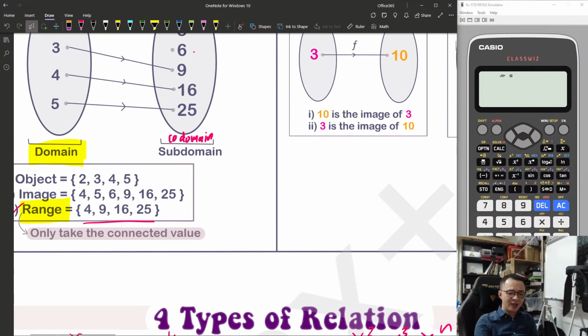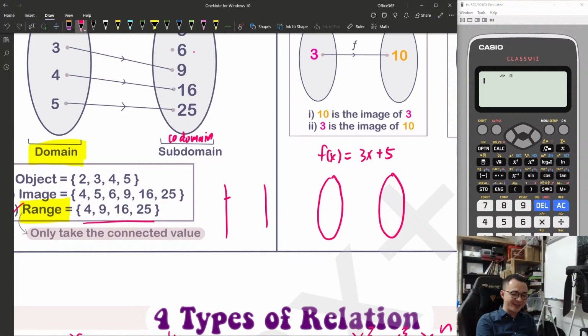For example, I have an equation f(x) equals maybe 3x plus 5. Sometimes they will use lines to represent the mapping. It's the same idea: I write a 3 here and a 3 here, but sometimes they use a line rather than a circle to represent it. So let's say my x value is 3.